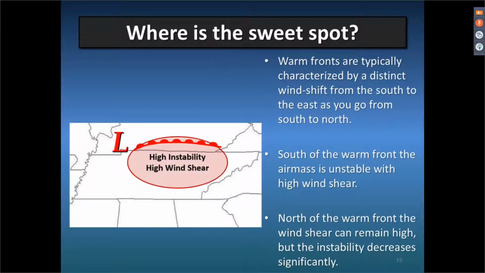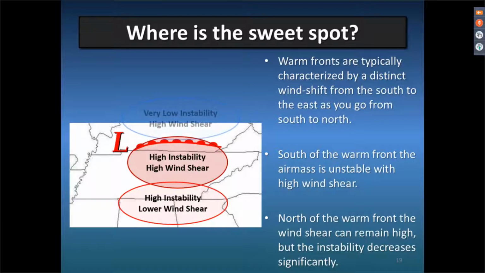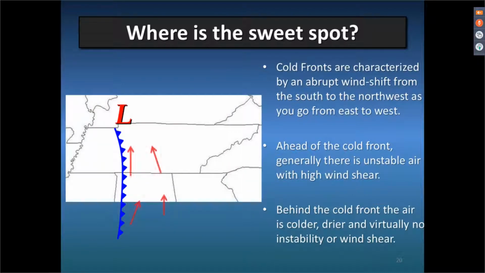All right, and so if I go ahead here, again, right south of that warm front is where typically the highest instability and the highest wind shear is available. If you go further south from the warm front, there might be high instability, but the wind shear is going to be a lot less. So the threat for severe thunderstorms decreases the further away you get from that warm front. And of course, if you go north of the warm front, you're in a cooler air mass, so there's not going to be much instability, even though there might be quite a bit of wind shear. So hopefully that all makes sense.